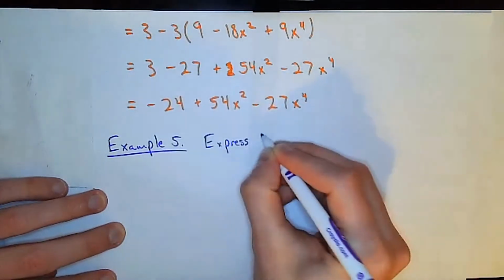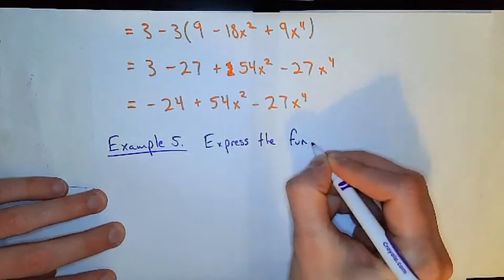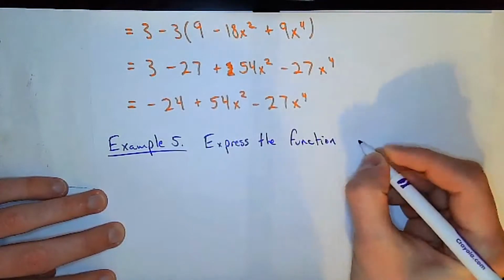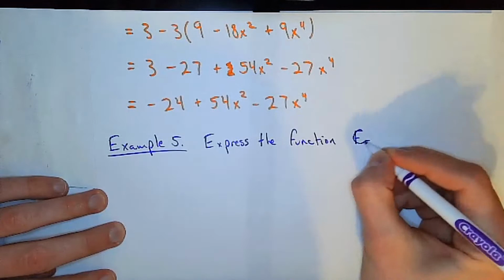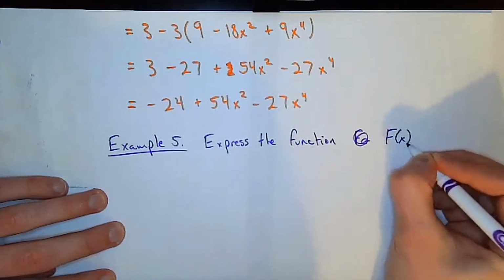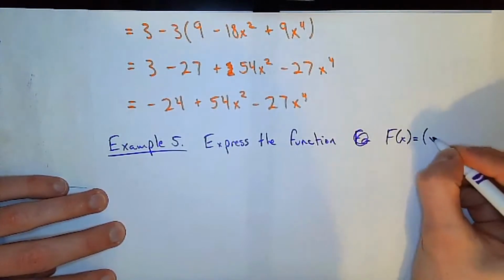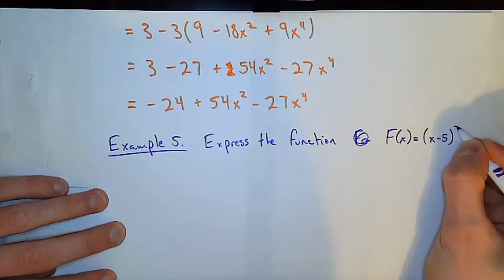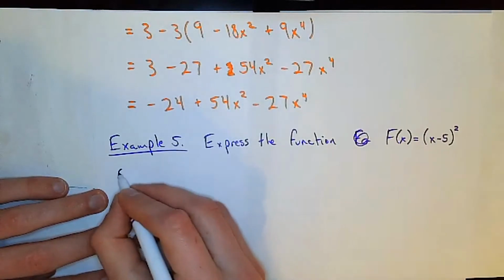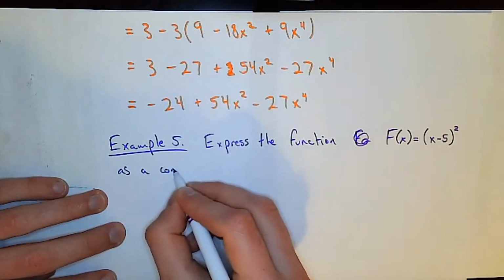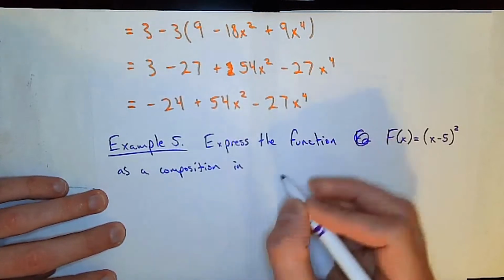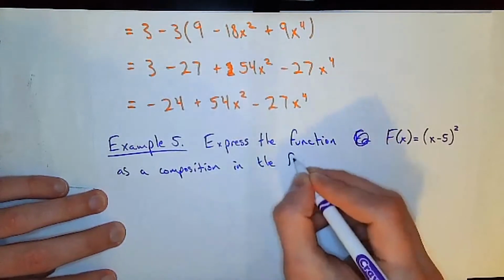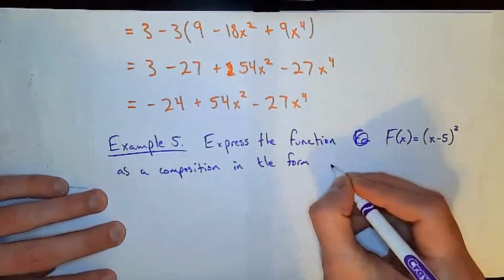Here we go. Express the function f given. So f is, dang it, capital F of x is equal to x minus 5 all squared. As a composition, so now I'm asking you to decompose the functions.